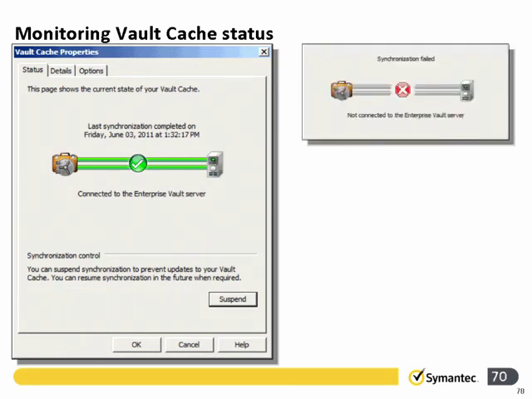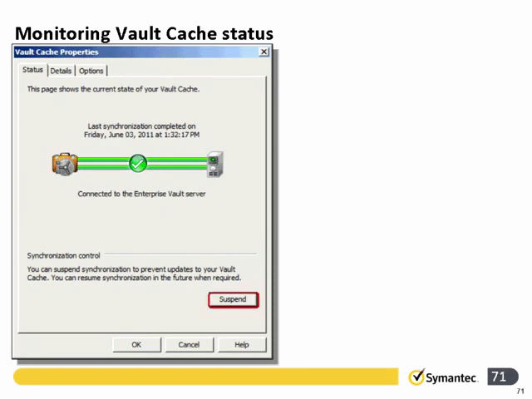Now, if something did go wrong, you will see the icon that's displayed, the big red X there, and it will give you a reason for why the synchronization failed. In this particular example, the synchronization failed because we were not connected to the Enterprise Vault server. That's not the only reason that the synchronization could fail, and not the only message that you may see there.